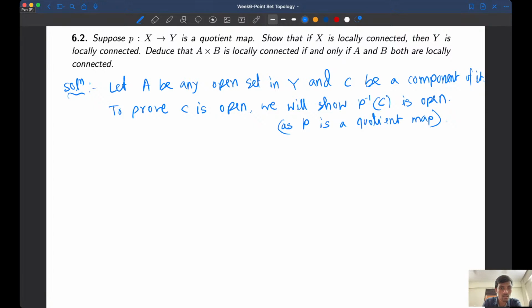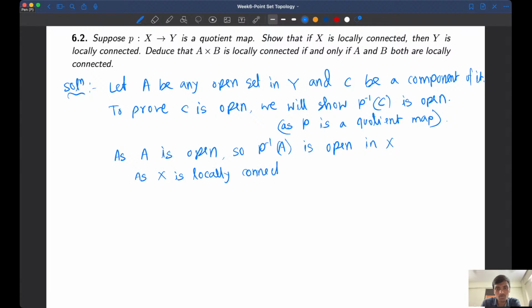So as A is open, P inverse A is open in X. As X is locally connected, every component of this P inverse A is open.